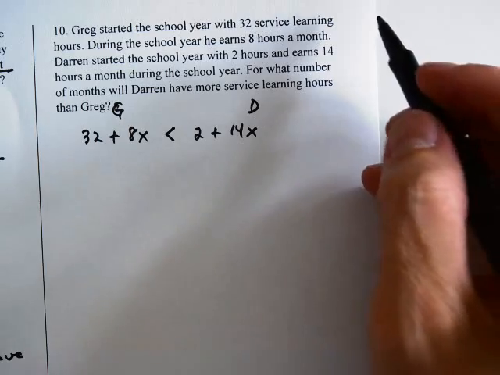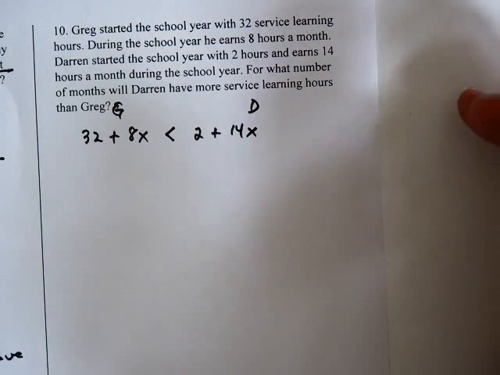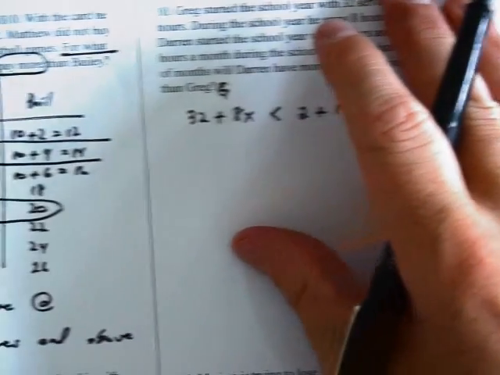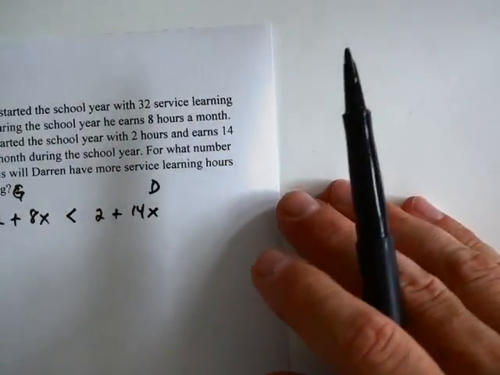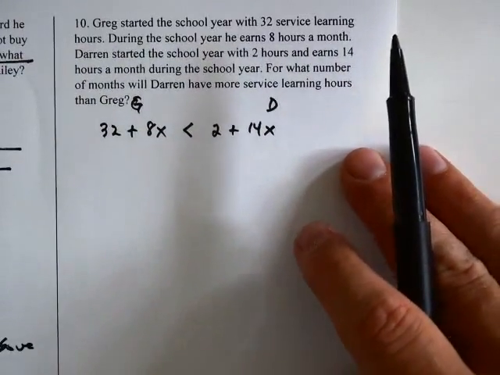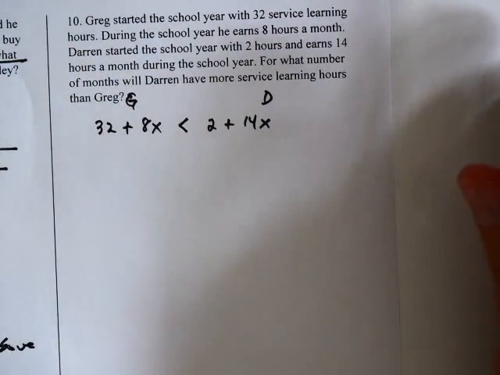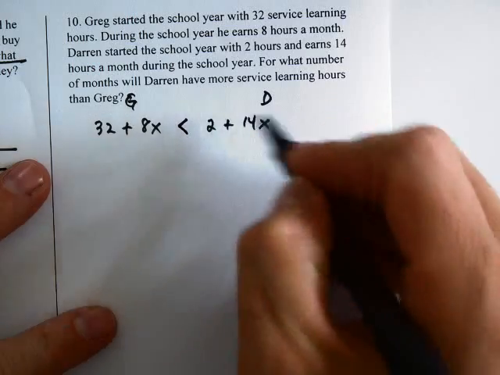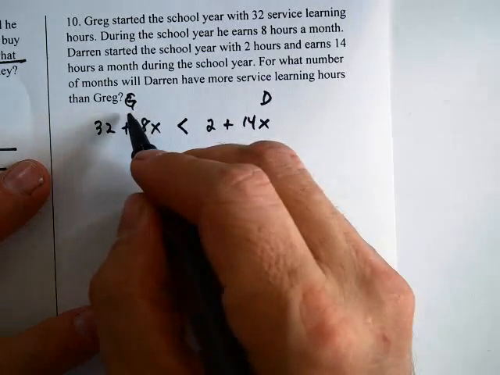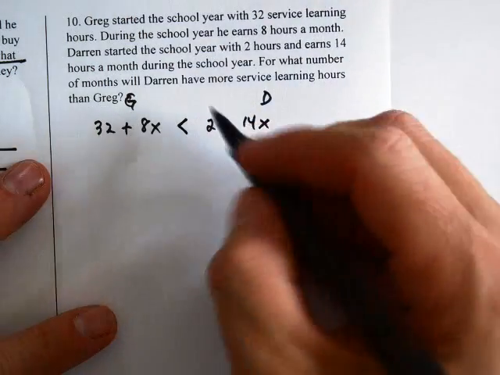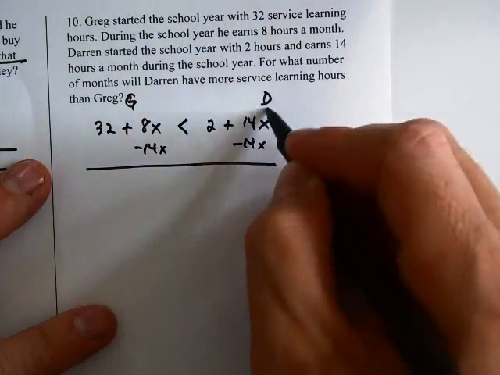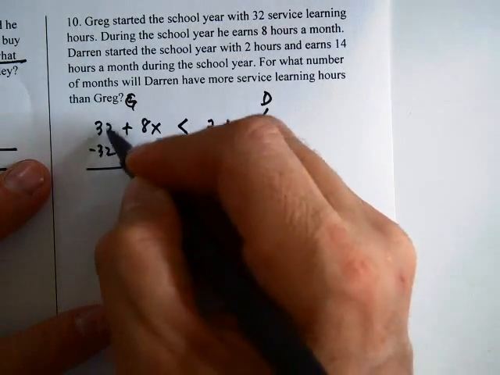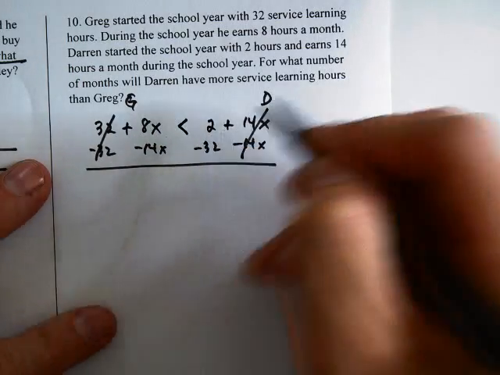Now this might be along the lines of what your teachers want. On the previous two problems, you can't go to half a game. You can't get half a cupcake. But here, it's a possibility, I suppose, that you could have part of a month. So we're going to set up an inequality, making Darren higher than Greg, and then just solve for x. So I'm going to get the x's on the left. You get your choice, but that's my custom. And then get the constants, 32, on the right.